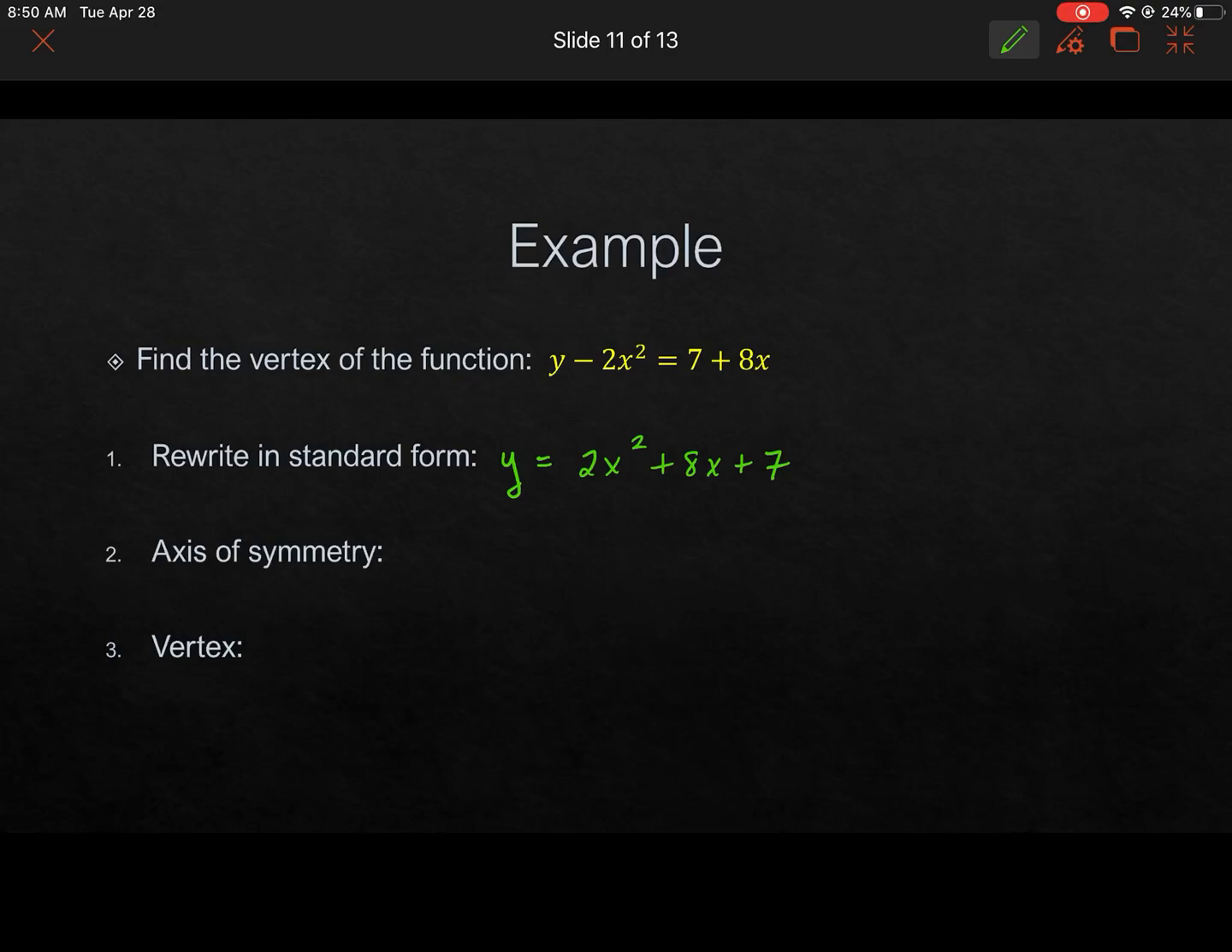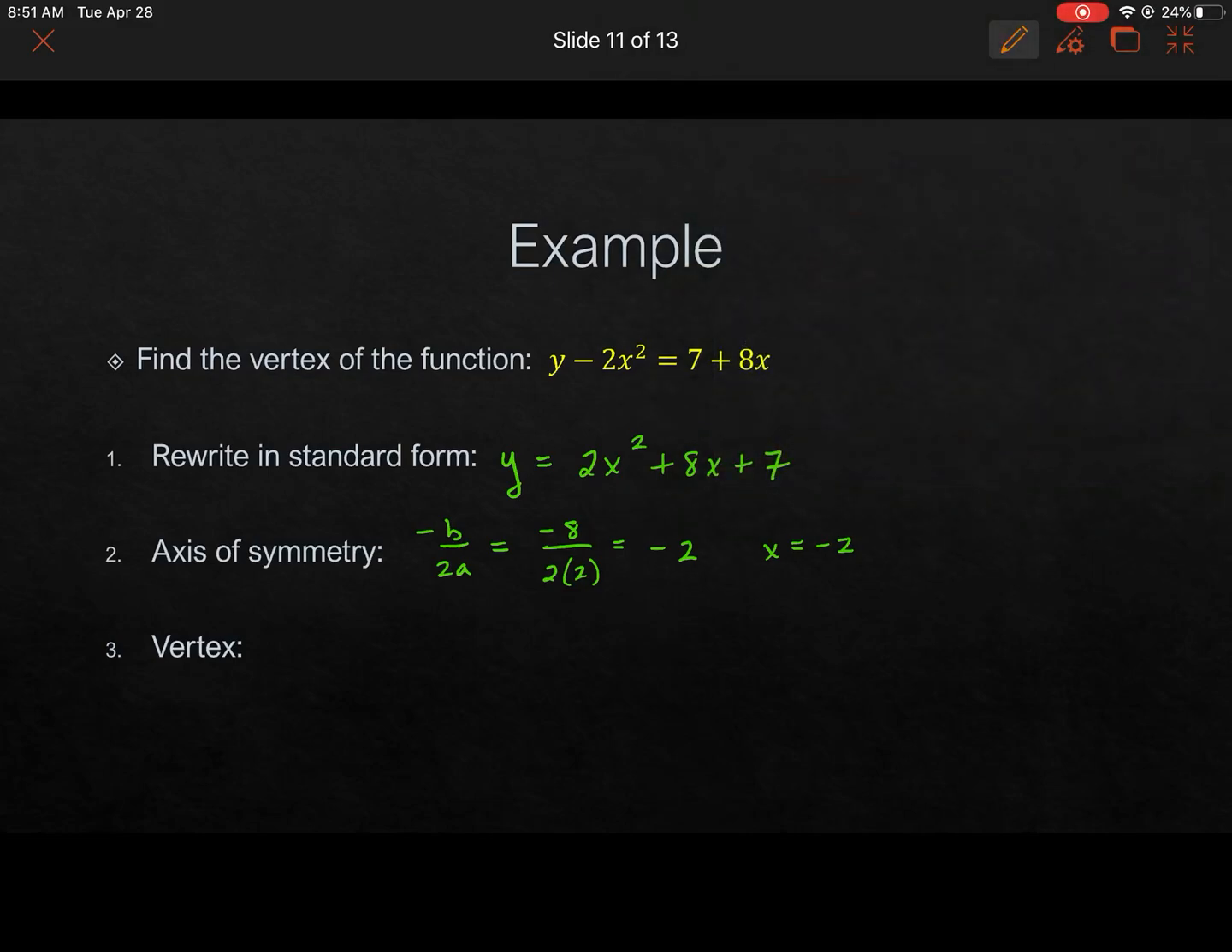Okay, my axis of symmetry, we're going to find it using negative b over 2 times a, which is pretty easy to do because my b is 8, so negative 8. And we're going to divide it by 2 times the a value, so 2 times 2. So negative 8 divided by 4 is negative 2. So I know that my axis of symmetry is x equals negative 2. So that's my x value of the vertex.